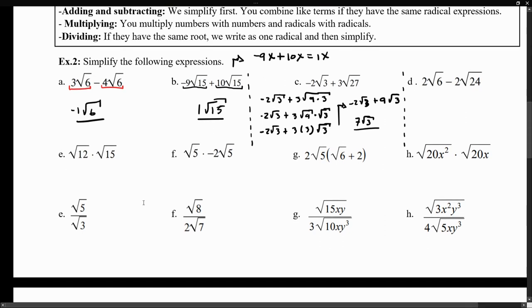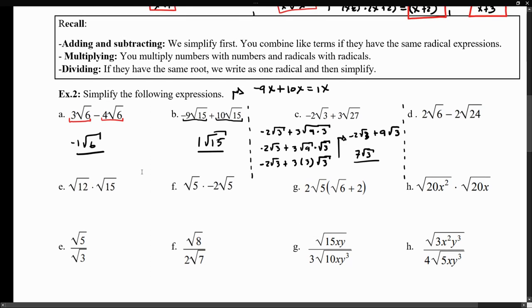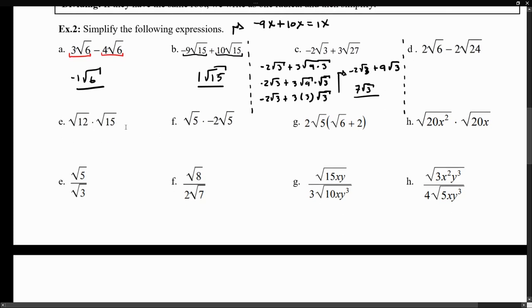Let's take a look at some multiplications as well. So how do you multiply terms that are dealing with multiplication? Well, kind of like what I already stated here on the top, you multiply numbers with numbers and radicals with radicals. What do I mean by that? Numbers with numbers. So outside of the square root of 12, there's an imaginary 1. And outside of the square root of 15, there's an imaginary 1. So I'm going to multiply numbers with numbers and radicals with radicals.